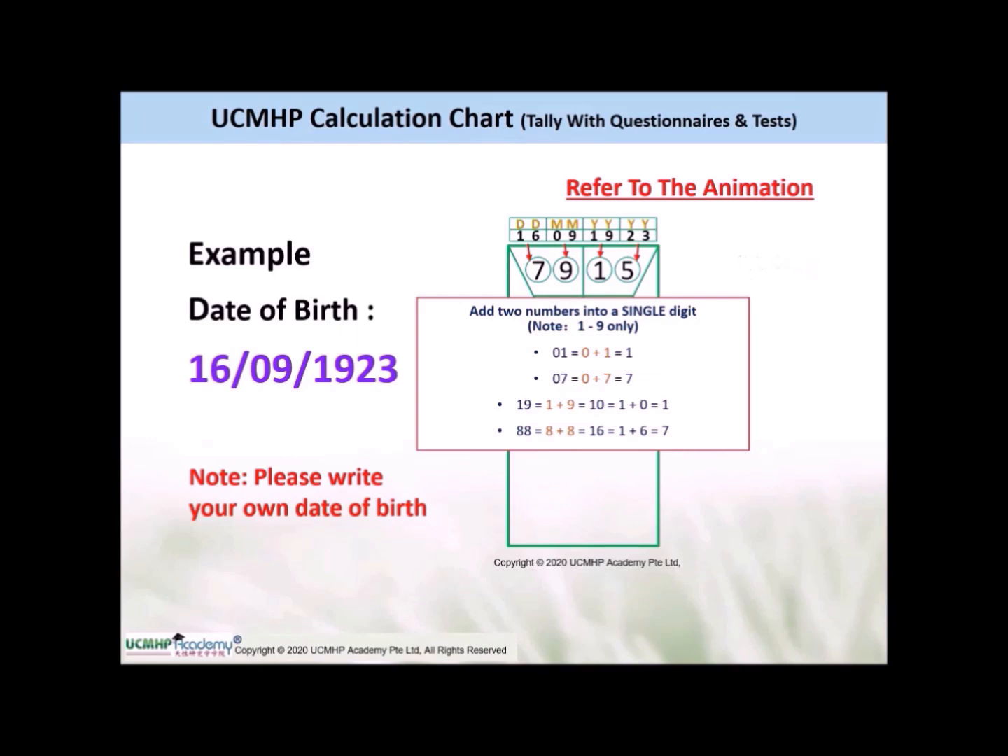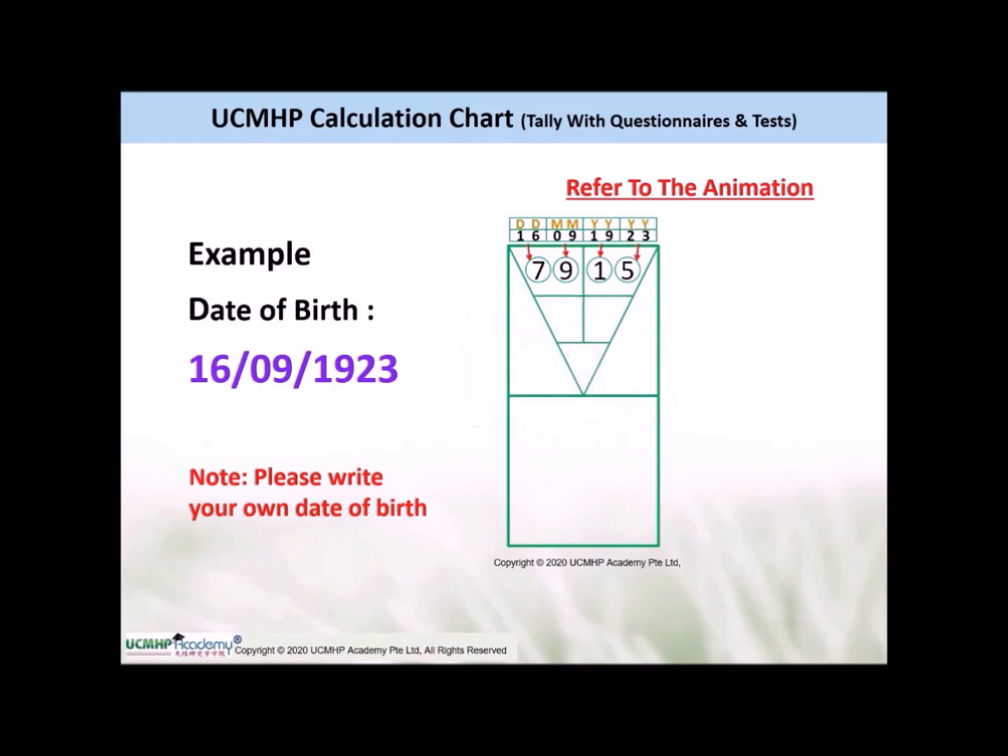Have you done that? So I want you to look at these 4 numbers: 7, 9, 1, 5. Now, I want you to add the day and month together. So 7 plus 9 equals 16, and 1 plus 6 equals 7. You have done that. Move on to the right side. 1 plus 5 equals 6. Very good. 7 plus 6 equals 13, and 1 plus 3 equals 4.